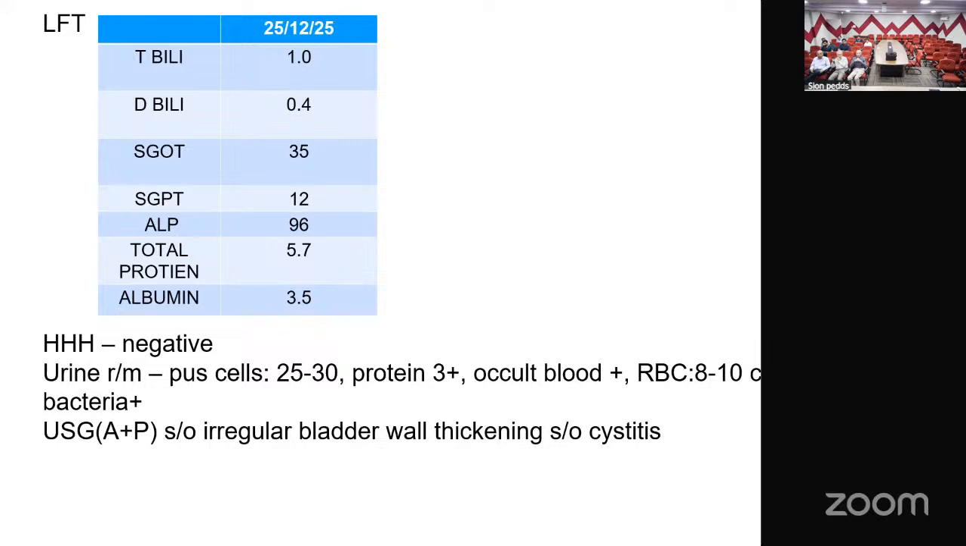LFT is within normal limits, and urine routine suggestive of pus cells 25 to 30, protein 3 plus, occult blood present, RBCs of 8 to 10 cells, and bacteria present. USG also suggestive of irregular bladder wall thickening, suggestive of cystitis.